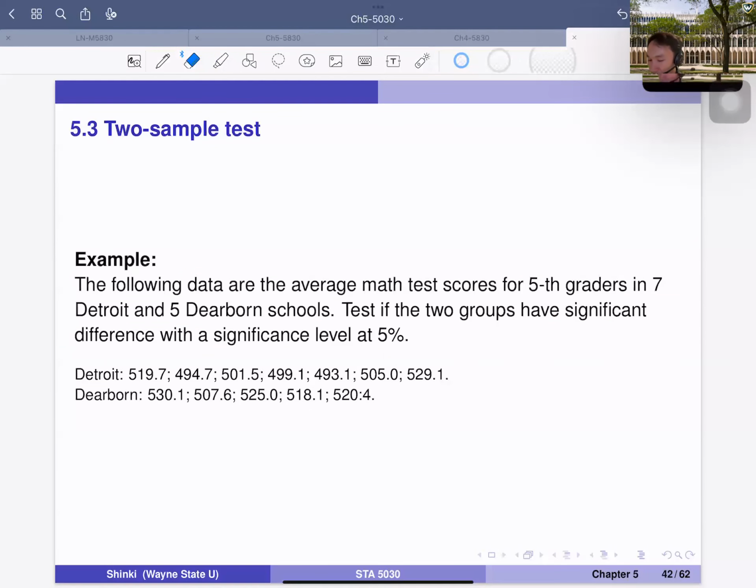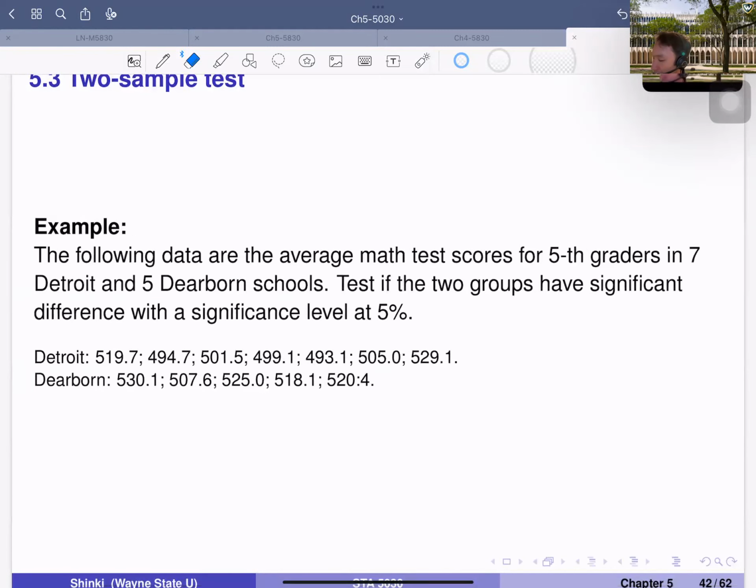And here is one concrete example. We have this data for average math test scores for 5th graders in 7 Detroit schools and 5 Dearborn schools. Actually, this is real data. Test if the two groups have a significant difference at the 5% significance level. Each score is the average of many students. I took this data because an average of many scores is distributed normally in most cases, under very mild conditions.